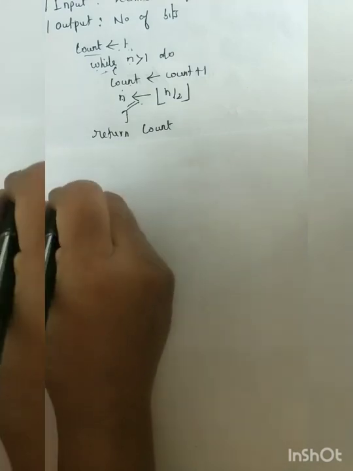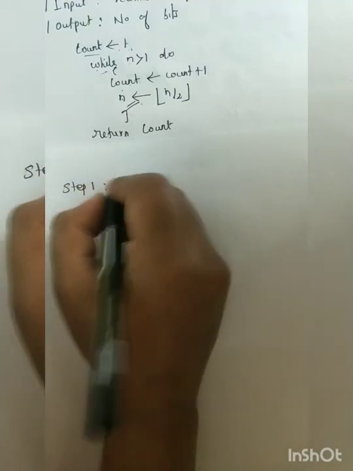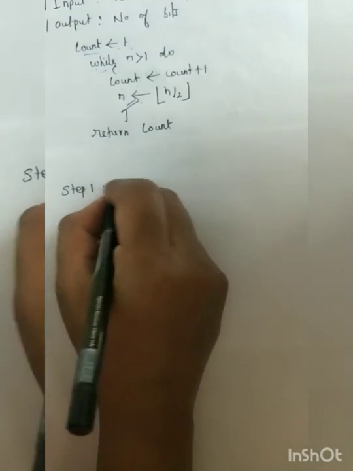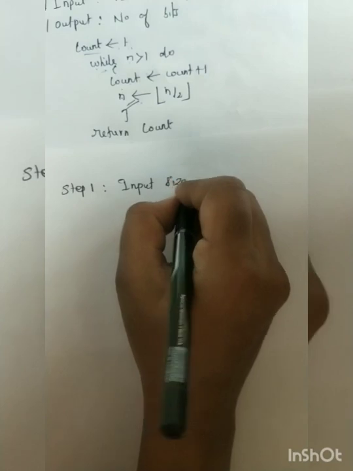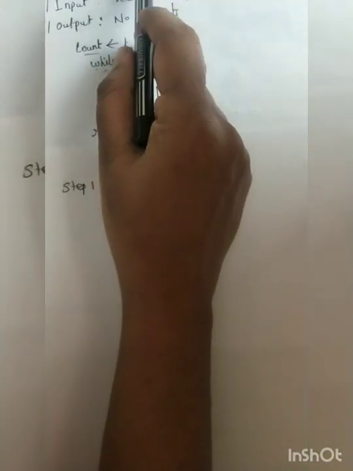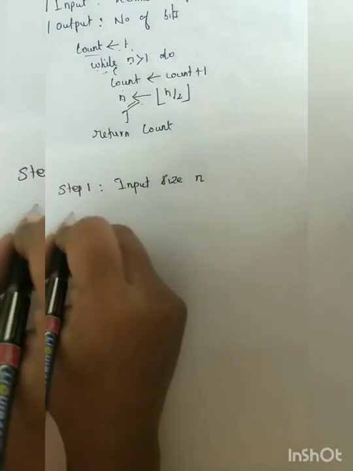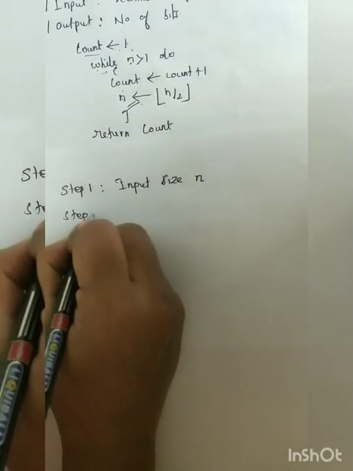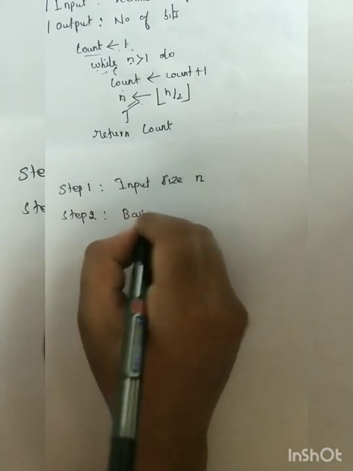So step 1 of the analysis, we already discussed in 3 examples, right? The first one is the input size. So what is the input size here? n is the input size. Step 2, what is step 2? Basic operation. So what is the basic operation here?